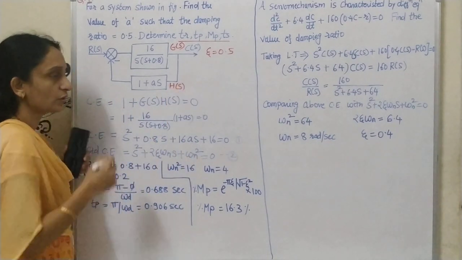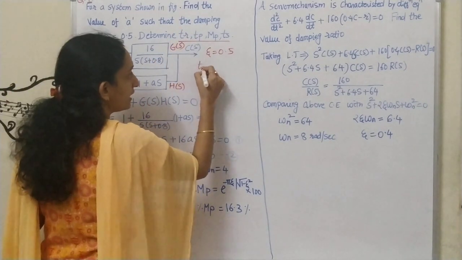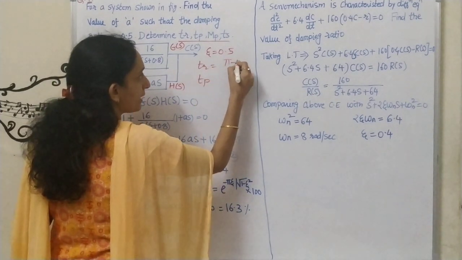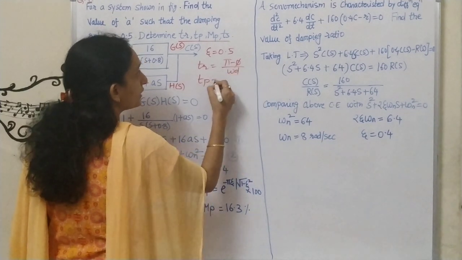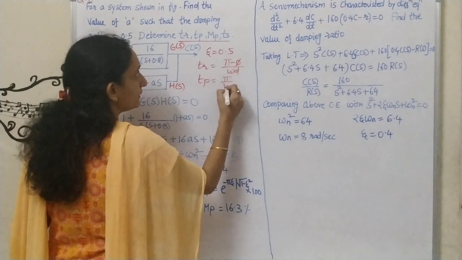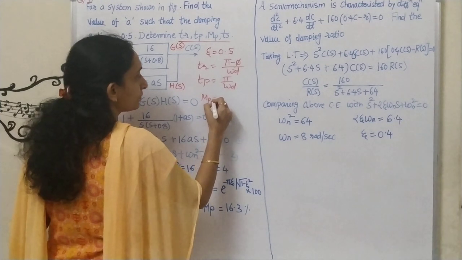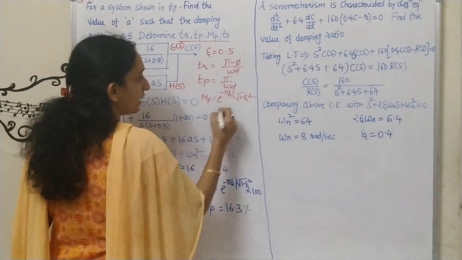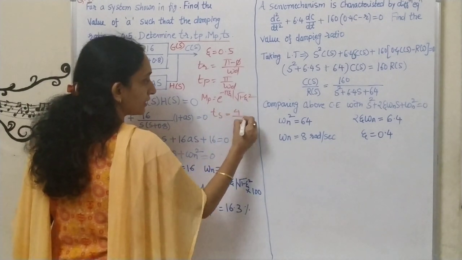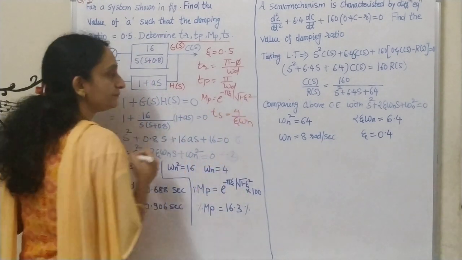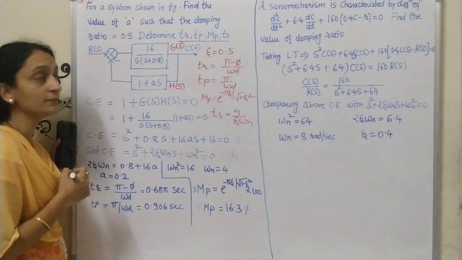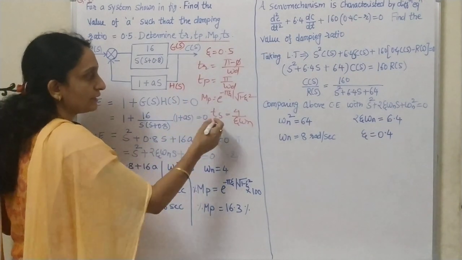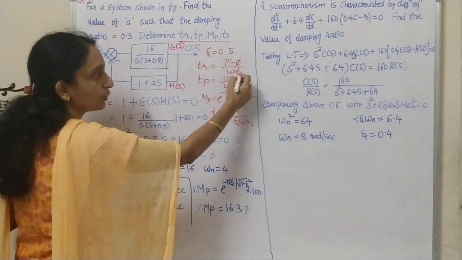We know the formulas. TR is pi minus phi by omega d. TP is pi by omega d. MP is e to the power minus pi zeta upon under root of 1 minus zeta square, and TS is 4 by zeta omega n. These are called time domain specifications. To calculate them, you need to calculate the value of omega d.